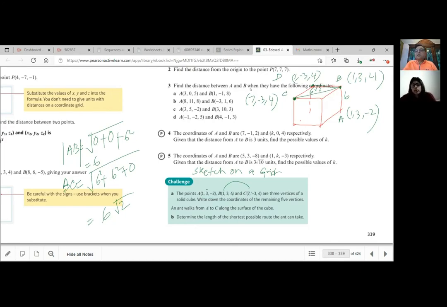Similarly, I can give you all the points. E will be (1, -3, -2) because it is in the bottom plane. This point, let's call it F, will be, instead of 4, minus 2: (7, -3, -2). It's the bottom plane with minus 2, and this is the top plane with 4.